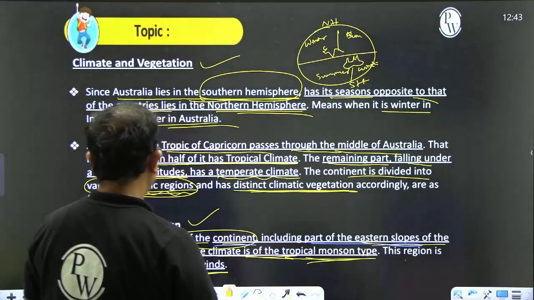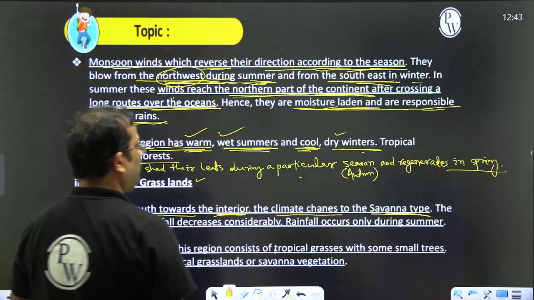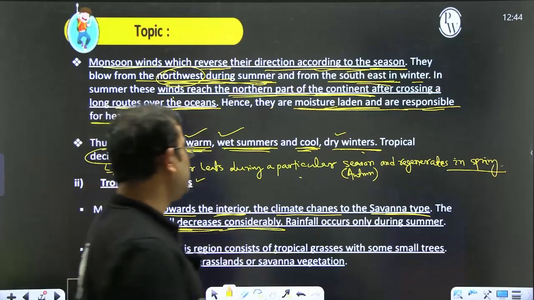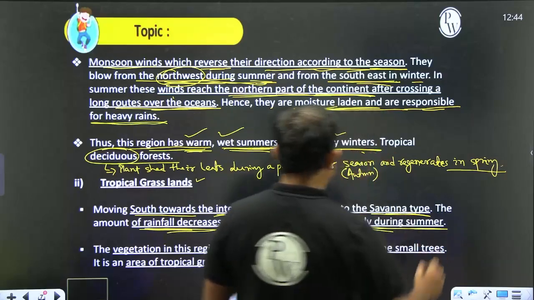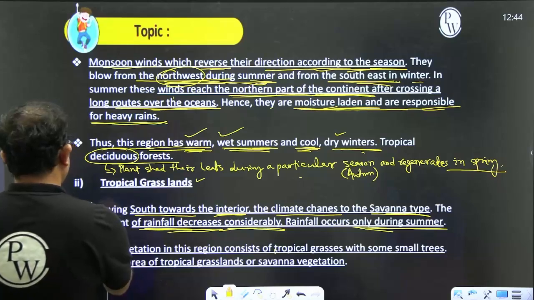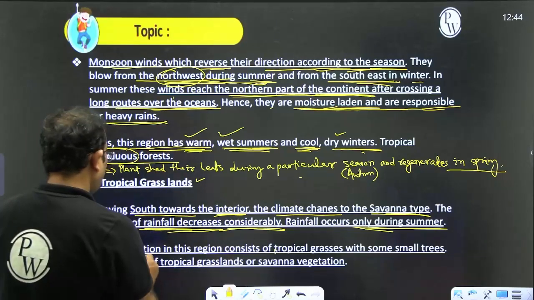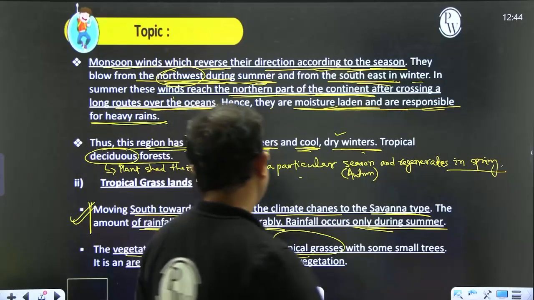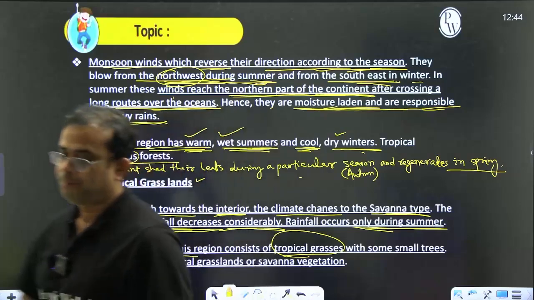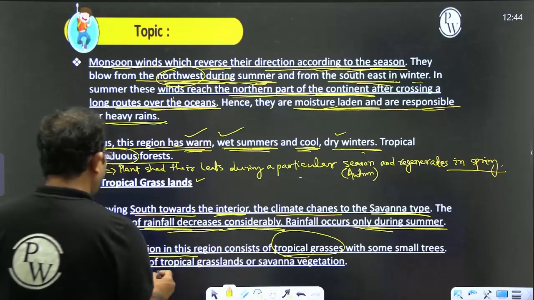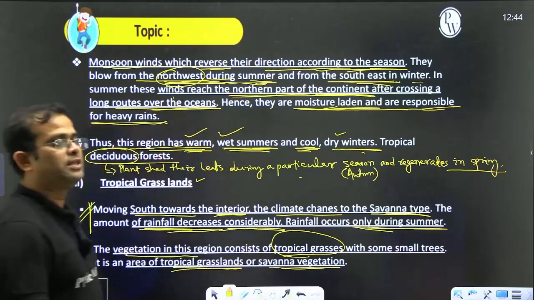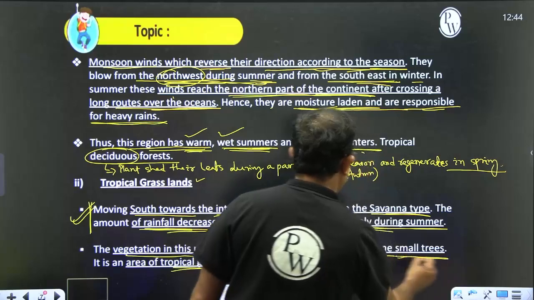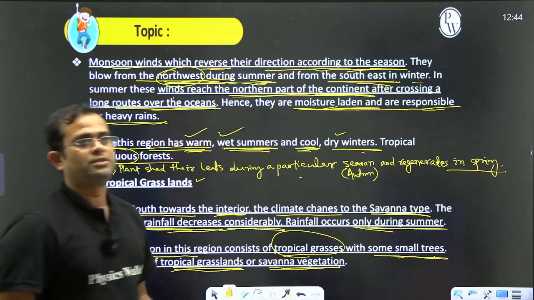In the savanna type climate, the amount of rainfall decreases considerably. Rainfall occurs only during summer. The vegetation in this region consists of tropical grasses with some small trees. It is an area of tropical grassland or savanna vegetation particularly.